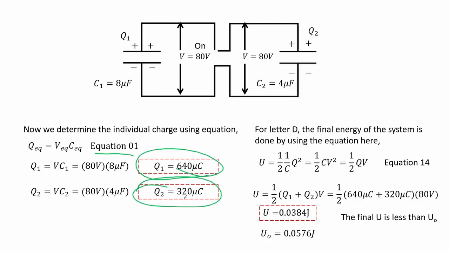For letter D, the final energy of the system is found by using equation 14. We see that it is 0.0384 joules. We see that the final potential energy is less than the initial potential energy. The other energy is converted into some other form of energy such as heat.